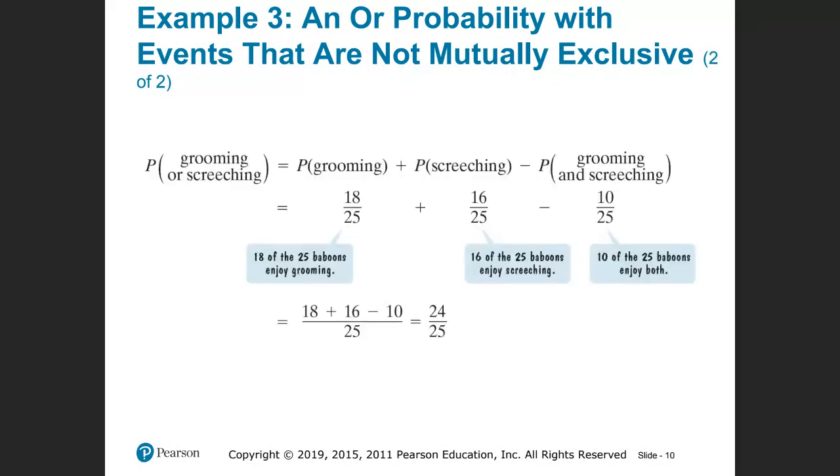So the probability of grooming or screeching is equal to the probability of grooming plus the probability of screeching minus the probability of grooming and screeching. And then under these, we have their numeric values. For the probability of grooming, 18 of the 25 baboons enjoy grooming, for screeching, 16 of the 25 enjoy screeching, and for grooming and screeching, 10 of the 25 enjoy both. So we're working with fractions. 18 plus 16 minus 10 is 24 over 25, and that cannot be reduced.